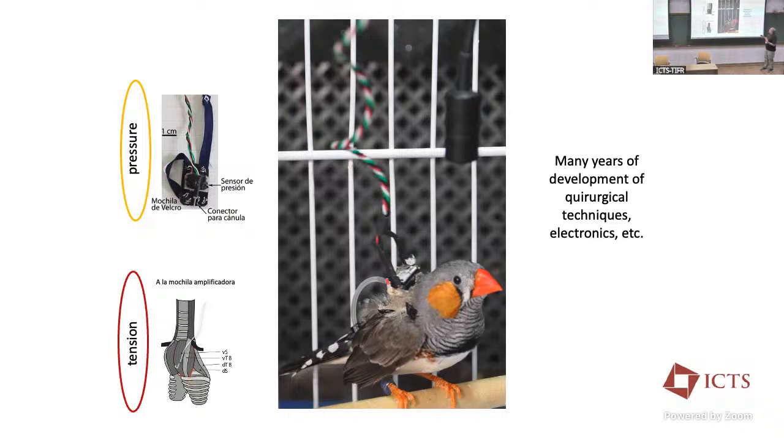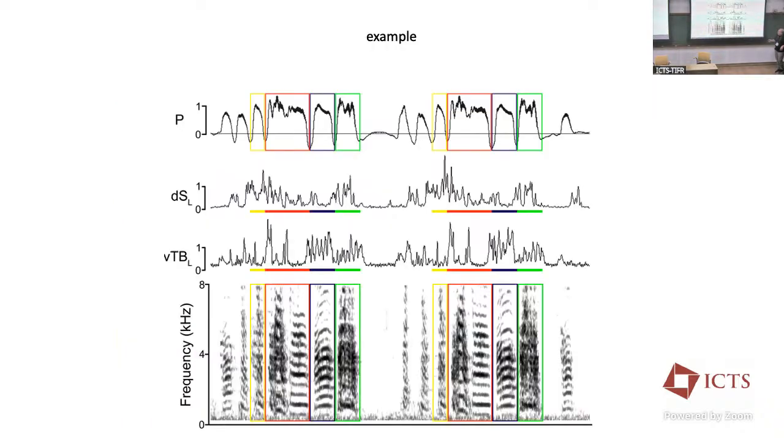So for me, it took many years of development of surgical techniques, electronics, and collaborations with Franz Goller, who is teaching us all these techniques. And the typical data that you get when you do that is this. These are the pressure fluctuations when you're generating song. This is the song expressed as a spectrogram, as a function of time, which is the frequencies. And these are the time series that correspond to the pressure and the muscle activities of different muscles.